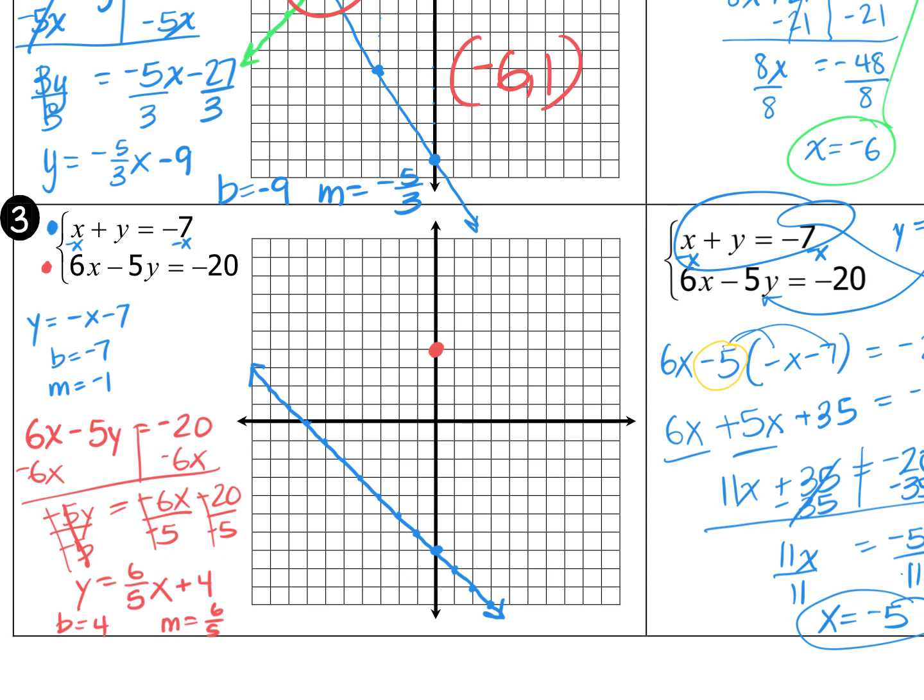6/5 is a positive slope, so I'm going to go up 6, right 5. I ran out of space, so I'm going to go down 6, left 5, and I'm going to draw that line in. And our point of intersection is -5, -2, and is that what we got for all of those? Yes. Awesome.